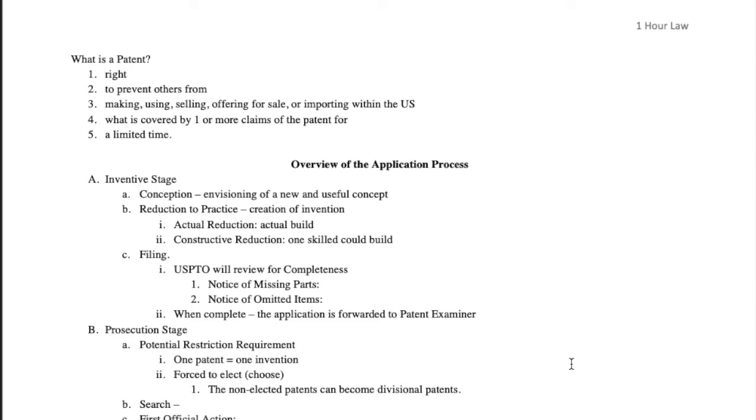Next, it would have to be one of these five different acts: making, using, selling, offering for sale, or importing, and then it would have to be within the US. It would have to fall under what the claims of the patent are for, and it's going to be for a limited amount of time.